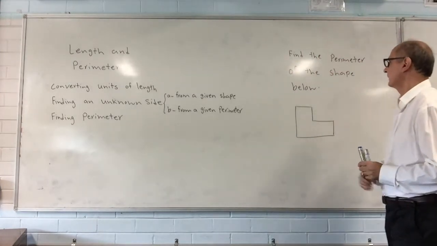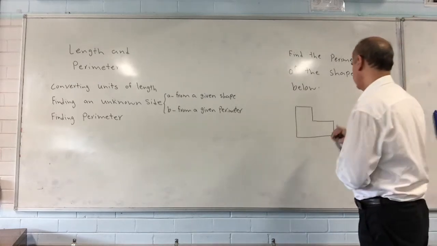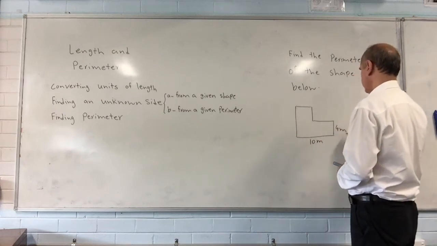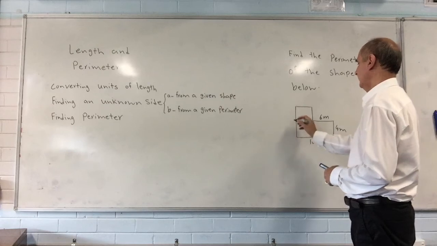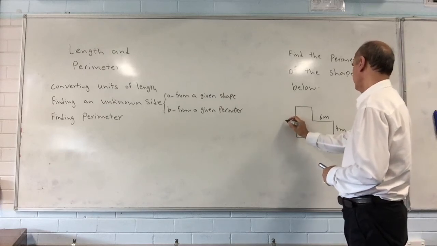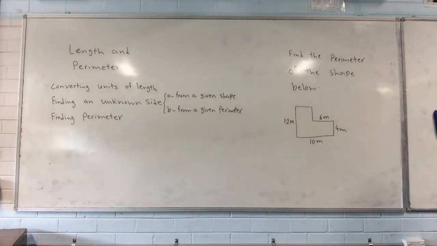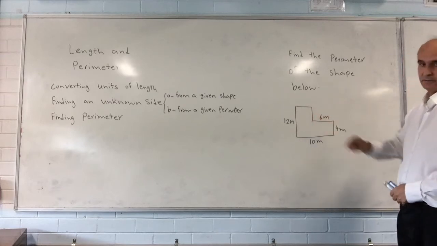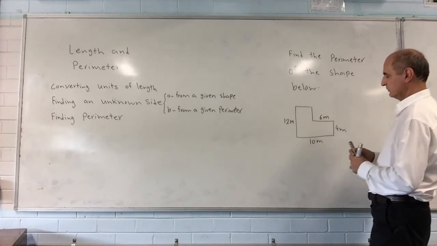Assume that they have asked us to find the perimeter of a shape like this, 10 meters here, 10 meters here, 6 meters there, and 12 meters here. So we want to find the perimeter of this shape. As you can see, there are two sides here missing. One is this, the other one is this. Before finding the perimeter, we need to work out the length of those sides.